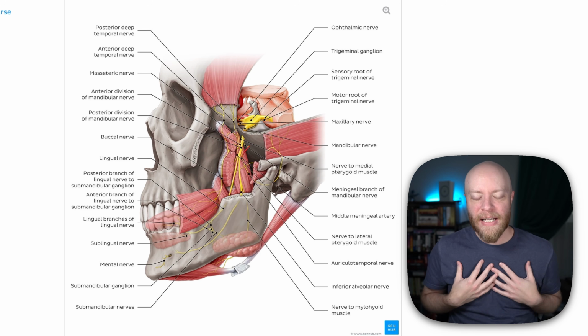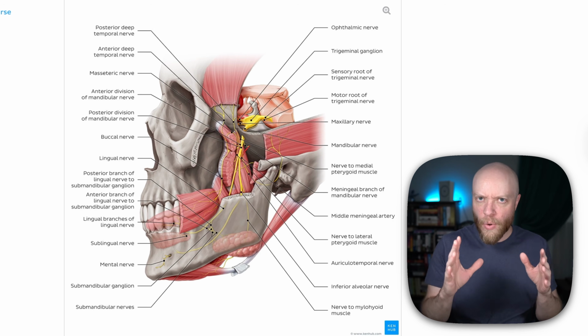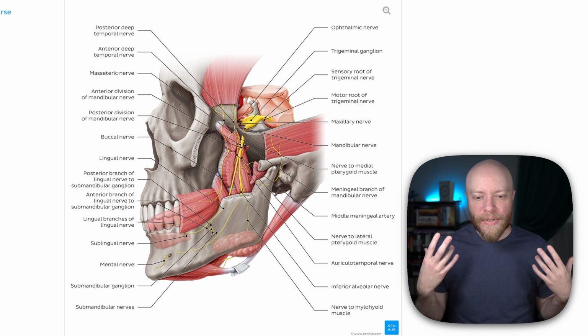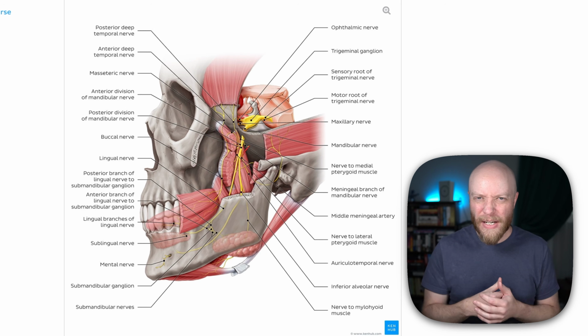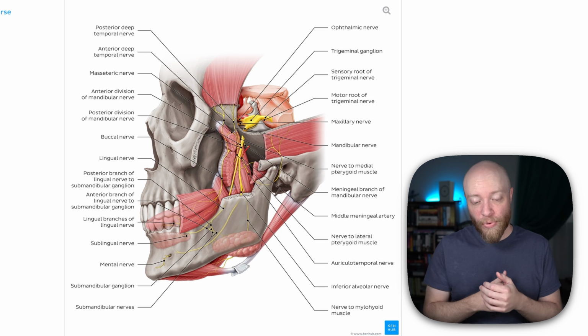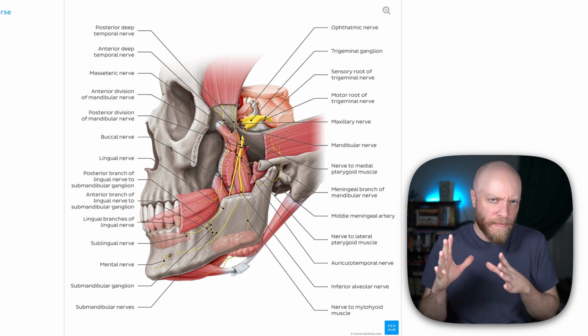Our goal today is not really to go over every single one of these terms, although we are going to go over a good amount of them. It's more so to help you understand and tackle this nerve, to get a better understanding of what's going on with it. Because the mandibular division, that mandibular branch, is really kind of unique among the branches of the trigeminal nerve.